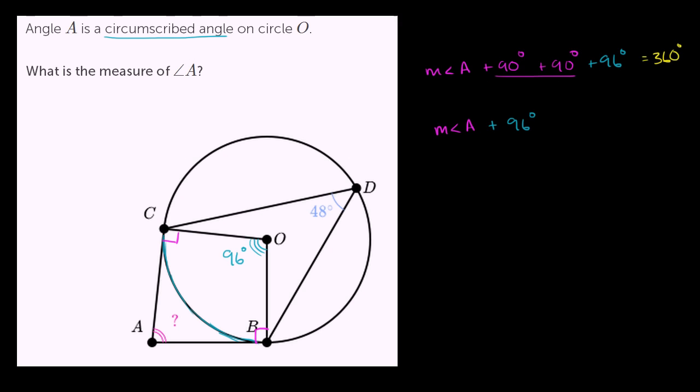is going to be equal to 180 degrees. Or another way of thinking about it is that angle A and angle O right over here, you could call it angle COB, these are going to be supplementary angles, that they add up to 180 degrees. So if we subtract 96 degrees from both sides, we get that the measure of angle A is equal to 180 minus 96. Let's see, 180 minus 90 would be 90. And then we subtract another 6, gets us to 84 degrees.